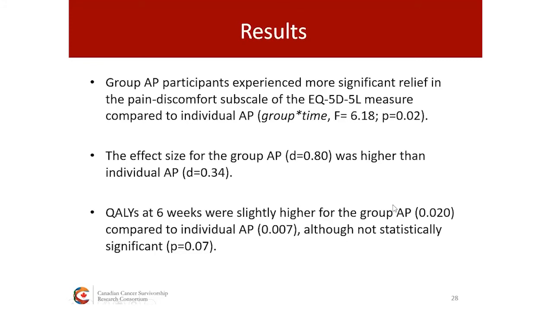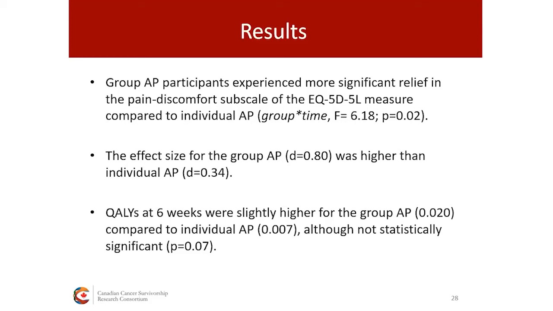Results. The group acupuncture participants experienced a more significant relief on the pain discomfort scale of the measure compared to the individual arm. That suggests there was a more significant improvement in pain in the group acupuncture compared to the individual acupuncture, in the pain component of the EQ5D5L quality of life. All of the other measures, like self-care, anxiety and depression, mobility, and usual activities, were similar across both the group and the individual arms. It was only the pain quality of life component that had a greater improvement in the group arm.